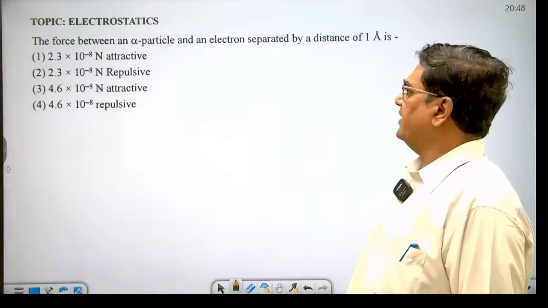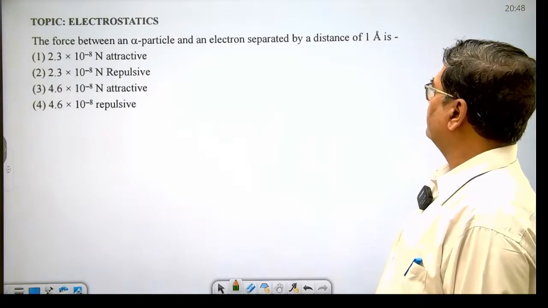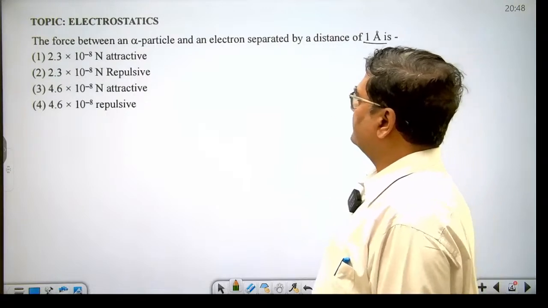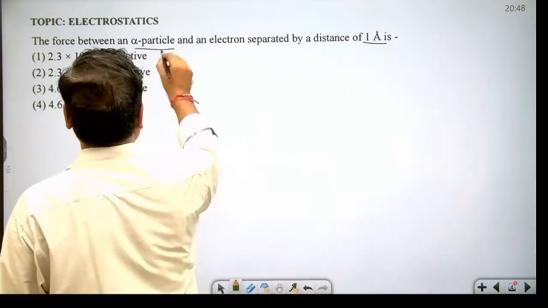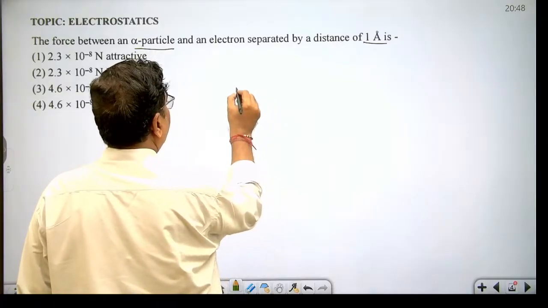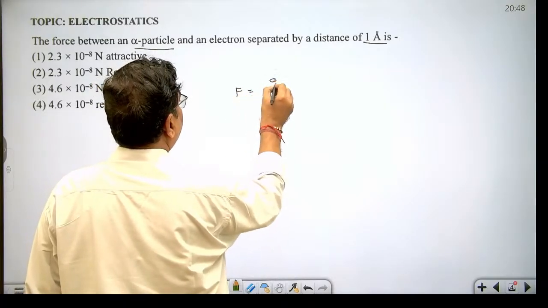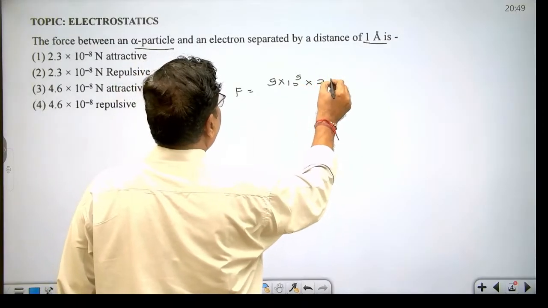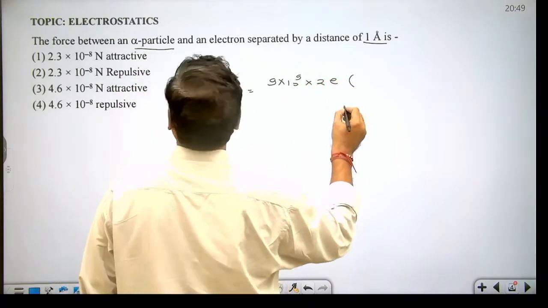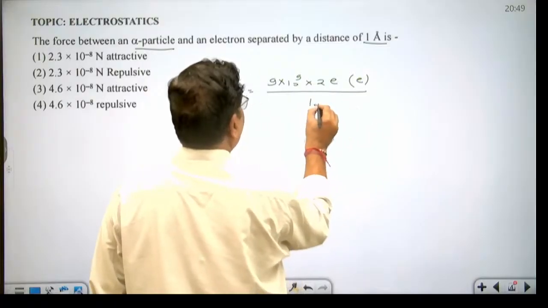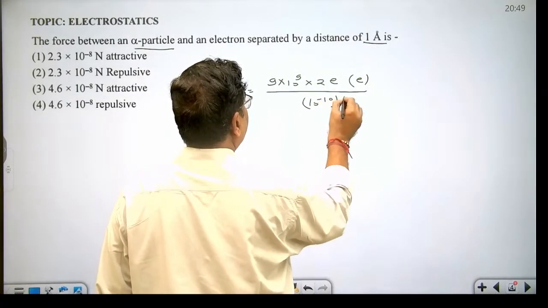The force between an alpha particle and an electron separated by a distance of 1 angstrom. 1 angstrom means 10^-10 meter. Alpha particle means charge is 2e. Force will be attractive. The force value will be equal to 9 × 10^9 × 2e × e upon r squared, that is (10^-10) squared.